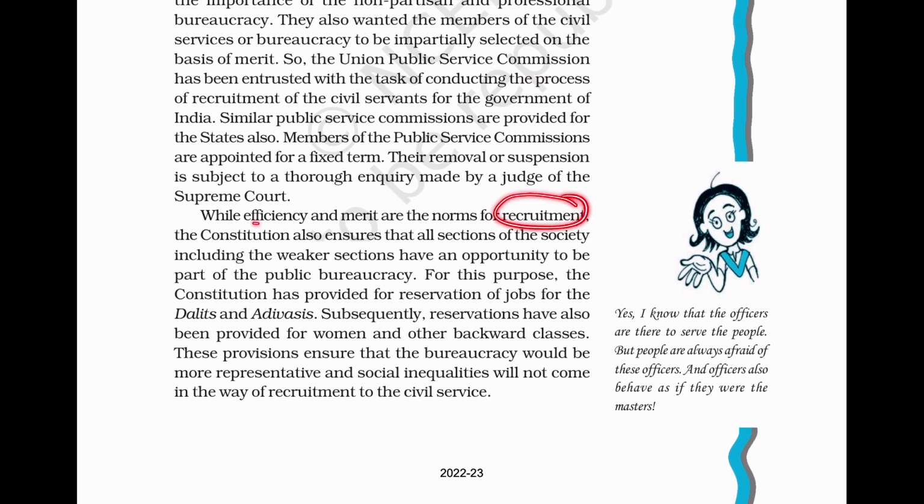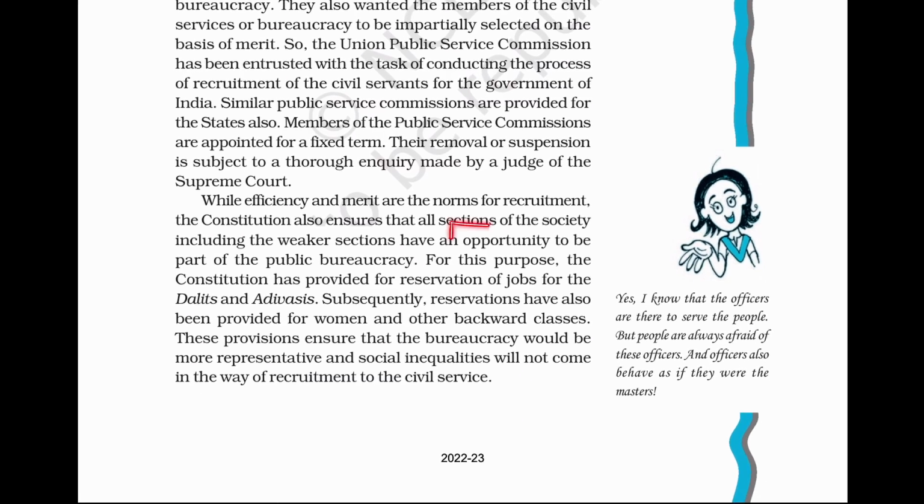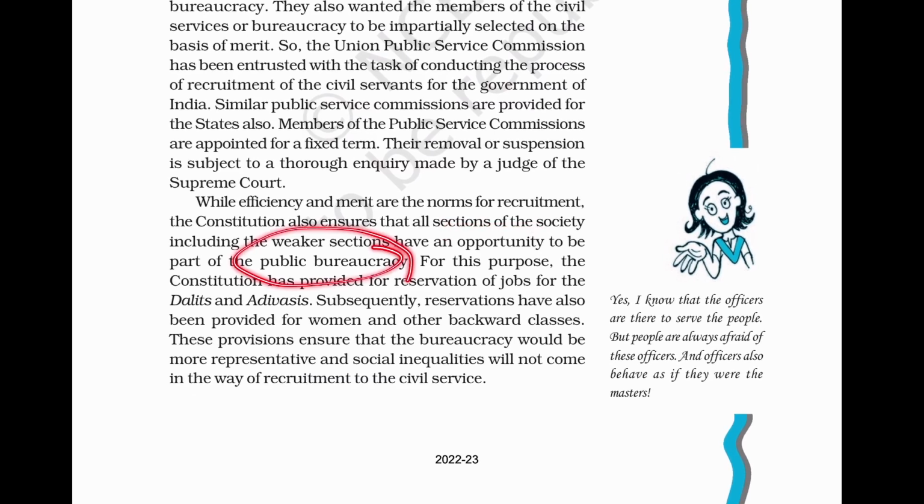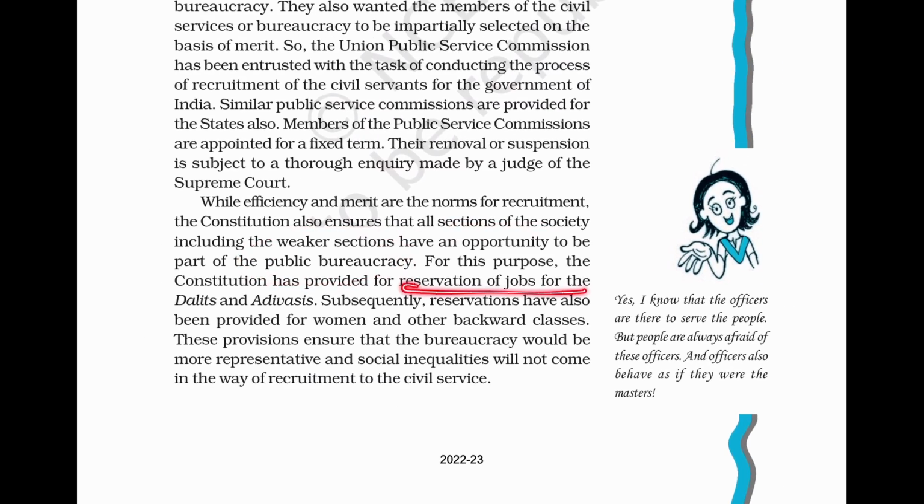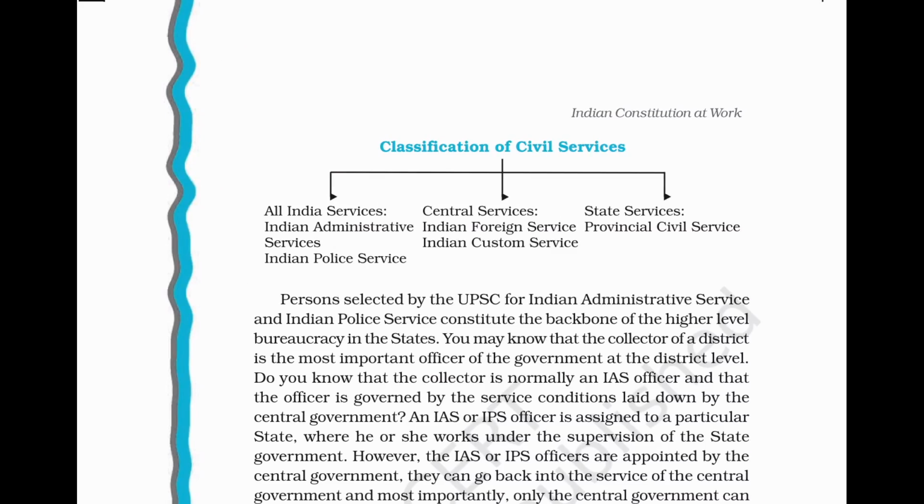Definitely for the recruitment, efficiency and merit are important. तभी bureaucrats are selected. But the constitution also ensures that we represent all the sections of society in this public bureaucracy. So we have the reservation system, okay? And therefore bureaucracy would be more representative, and we will try to have social inequality not being an obstruction in the recruitment to the civil service.